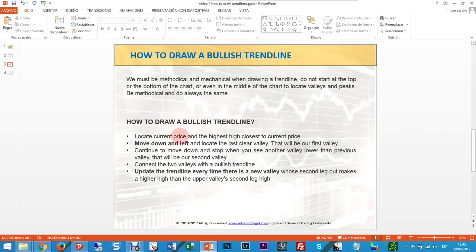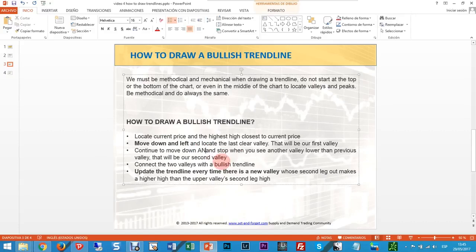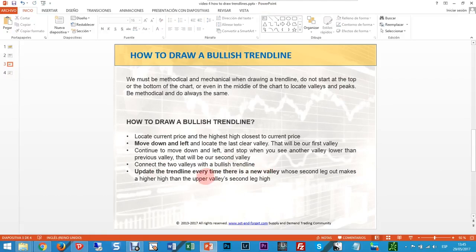We must locate current price and the highest high closest to current price. Move down and left and locate the latest clear valley. So that will be our first valley. Continue to move down and left, and stop when you see another valley to the left, lower than the previous valley. Connect the two valleys with a bullish trend line, and then you must keep on updating the trend line every time there is a new valley whose second leg out makes a higher high than the upper valley's second leg high.